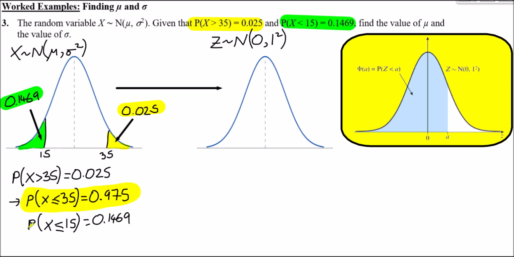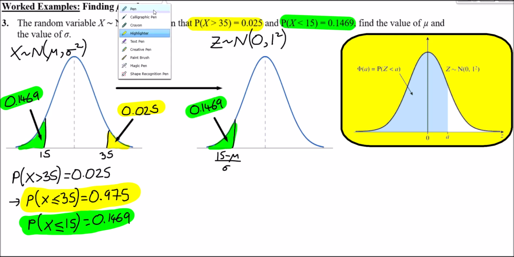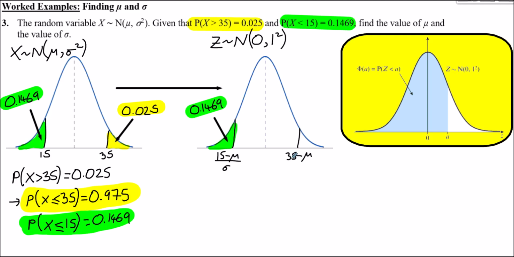So when we code this to the standard normal, then for this value here, we always subtract the mean, which is unknown, so that's 15 minus mu divided by sigma. Like so, and of course that will still give, even on the standard normal distribution, the same proportion of the curve, so that's going to be 0.1469. Whereas at the higher end, where this was 35, that goes to 35 minus mu divided by sigma, and that's 0.025.